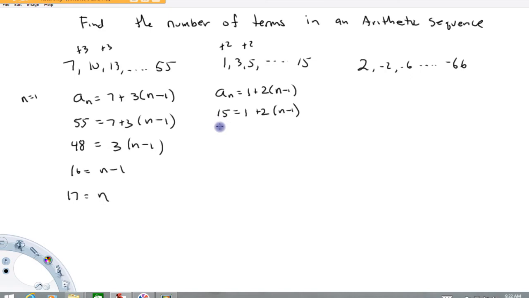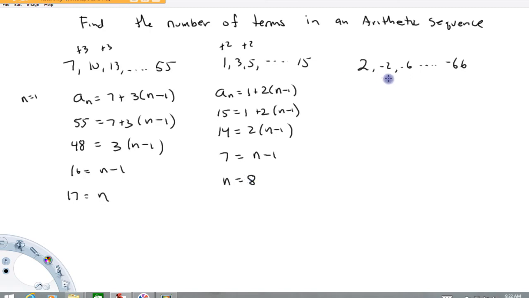Then we'll subtract 1. Divide both sides by 2. And then add 1 to both sides. 8 terms in that sequence.